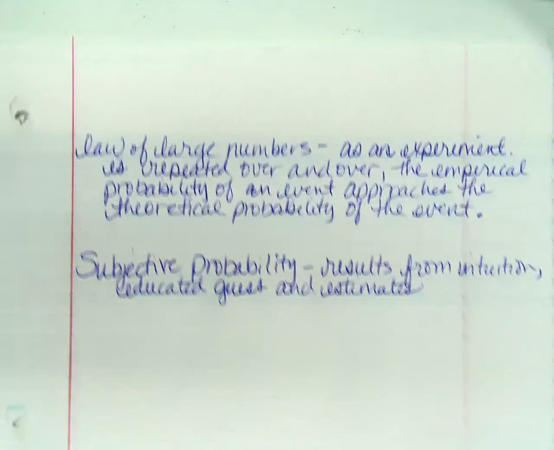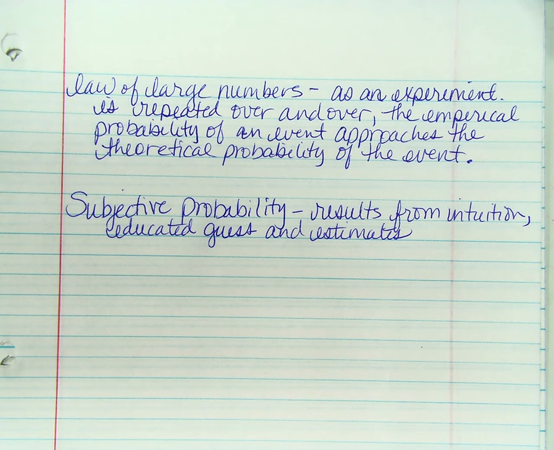Subjective probability results from intuition, educated guesses, or estimates. What, we're guessing and we're going to call that probability? You've heard it before. I promise you have. Somebody's gotten sick and they've gone to the hospital and the doctor says, you have a 90% survival rate. This illness has a 90% survival rate. I think that you will have a 90% chance of surviving.